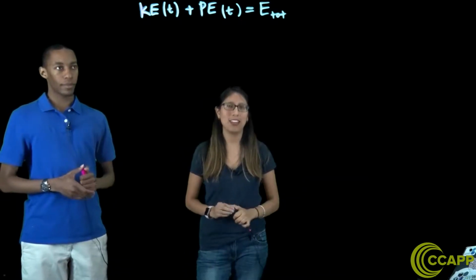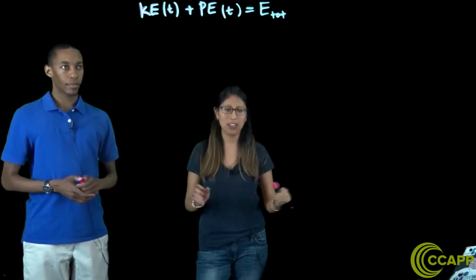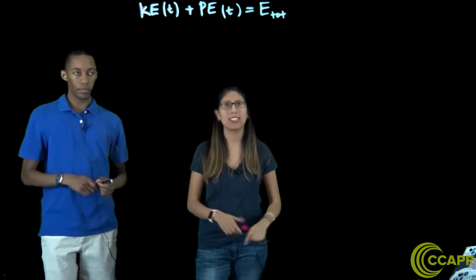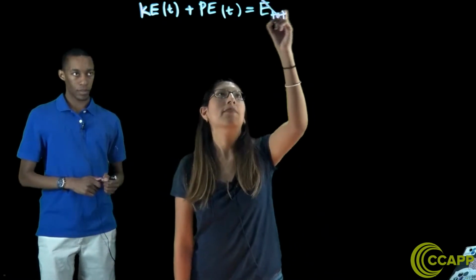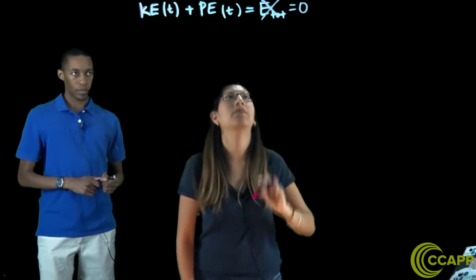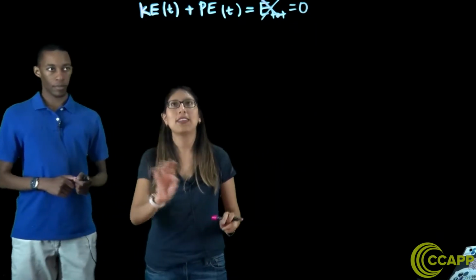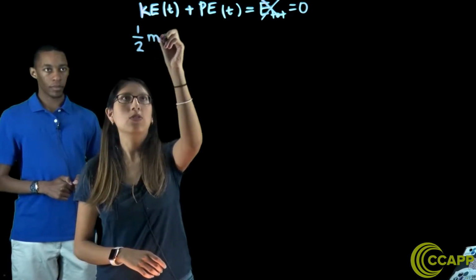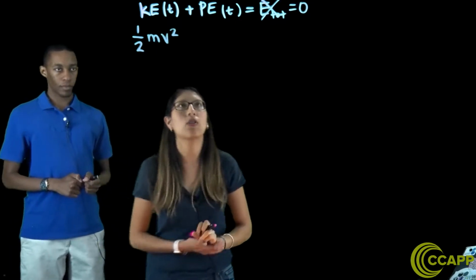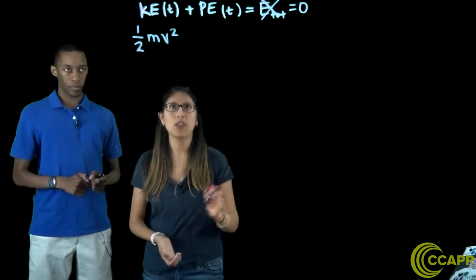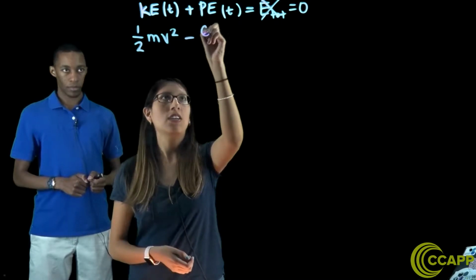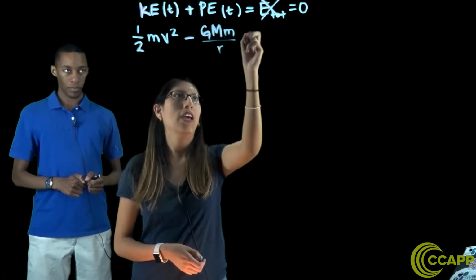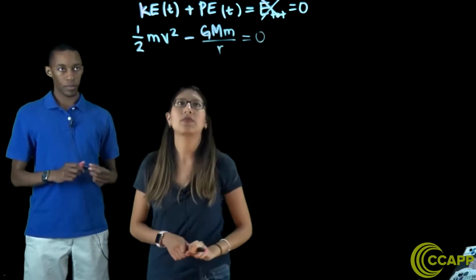E total is going to be equal to 0, because by doing this, we will figure out the velocity at which something will be able to escape Earth. So I'm going to cross out the E, and I'm going to set this equal to 0. So first I'm going to write the equation for the kinetic energy, which is 1/2 mv squared. And the equation for the gravitational potential energy, which is negative G, big M, little m over r. And again, this is set equal to 0.